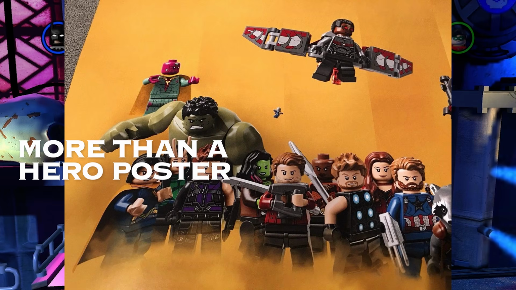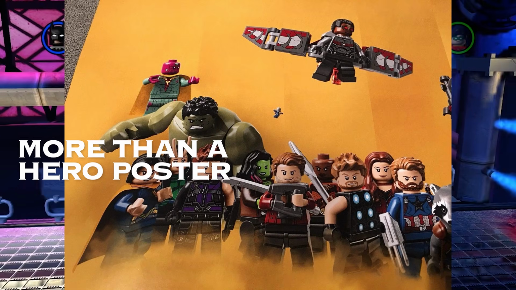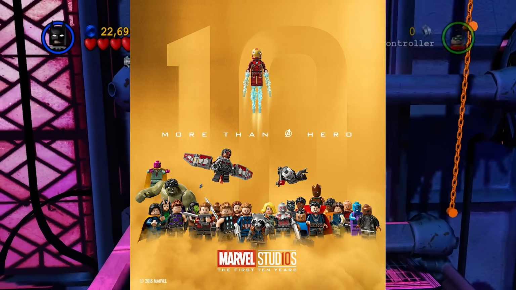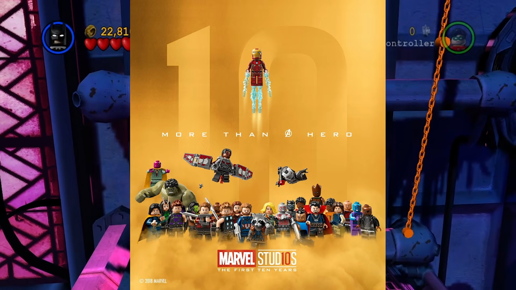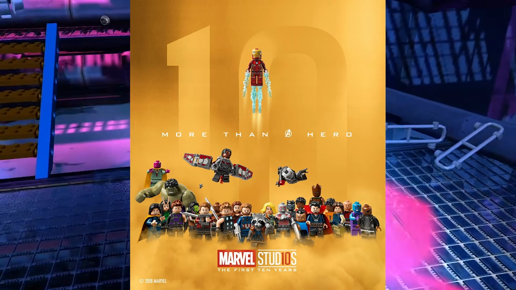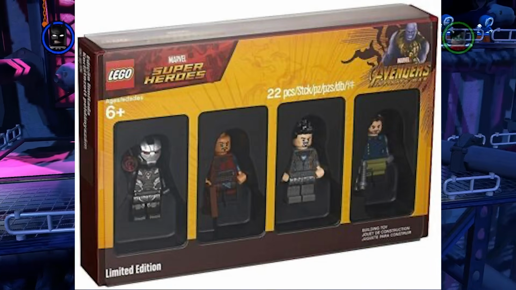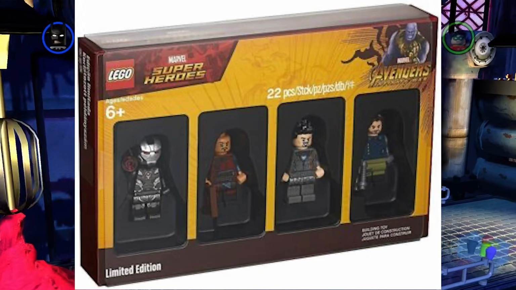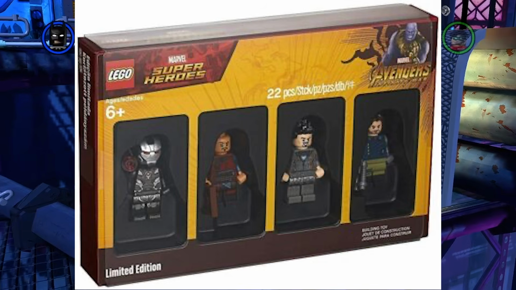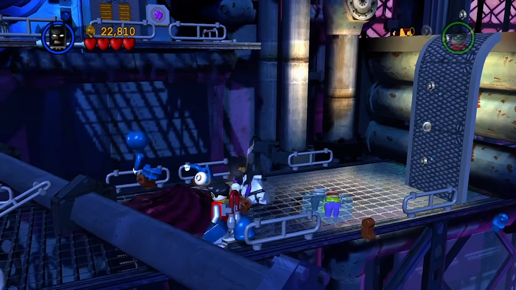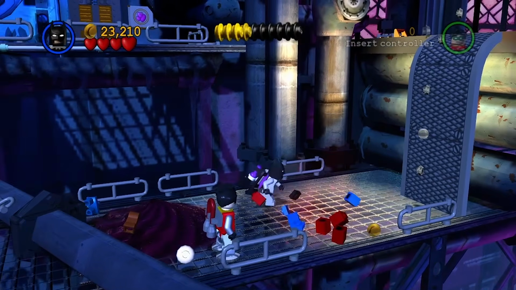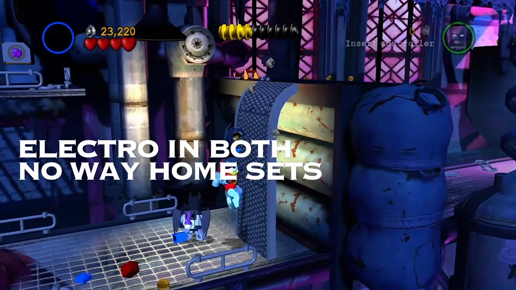More than a hero poster. LEGO made this promotional poster to commemorate a decade of the MCU in 2018. The poster had these minifigures that hadn't been released yet, and they would end up later being released in a Bricktober pack. I'm pretty sure this poster was a San Diego Comic-Con exclusive. I don't know if this was something that was sold at the convention or just kind of handed out to people.